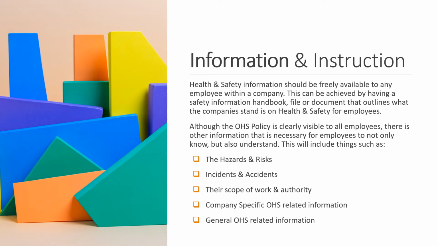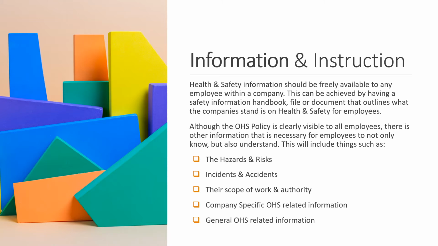Health and safety information should be freely available to any employee within a company. This can be achieved by having a safety information handbook, a safety file, or a safety document that outlines what the company's stand is on health and safety for employees. Although the Occupational Health and Safety policy is clearly visible to all employees, there is other information that is necessary for employees not only to know, but also to understand.